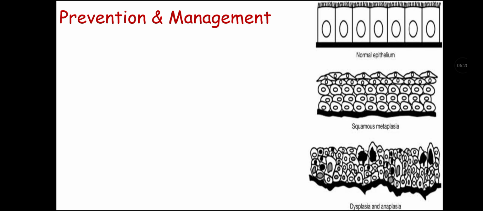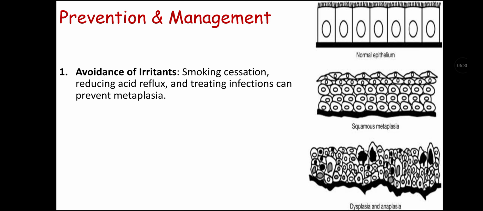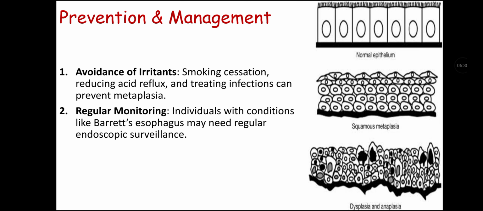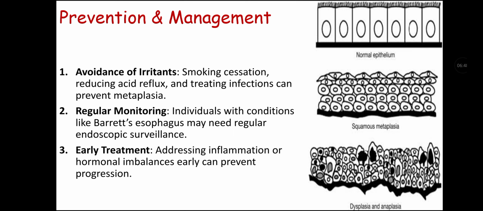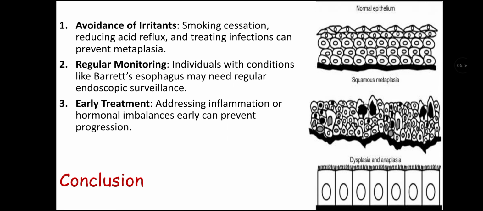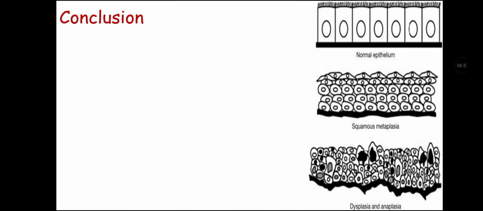Prevention and management of metaplasia. First, avoidance of irritants. By smoking cessation, reducing acid reflux, and treating infection, it can prevent metaplasia. Second, regular monitoring. Individuals with conditions like Barrett's esophagus may need regular endoscopic surveillance for proper monitoring of the tissue. Third, early treatment. Addressing inflammation or hormonal imbalances early can prevent progression of metaplasia.